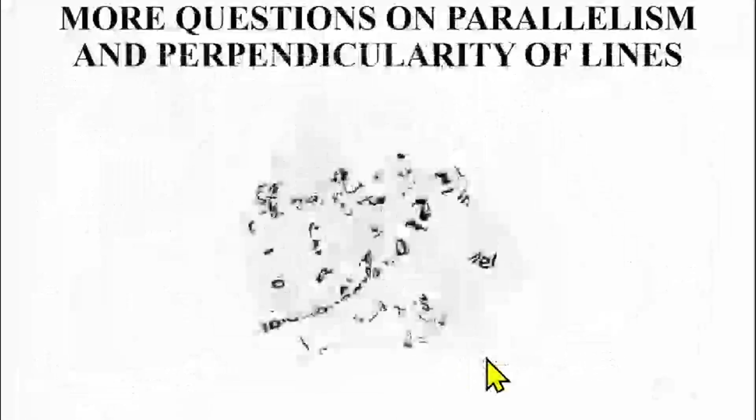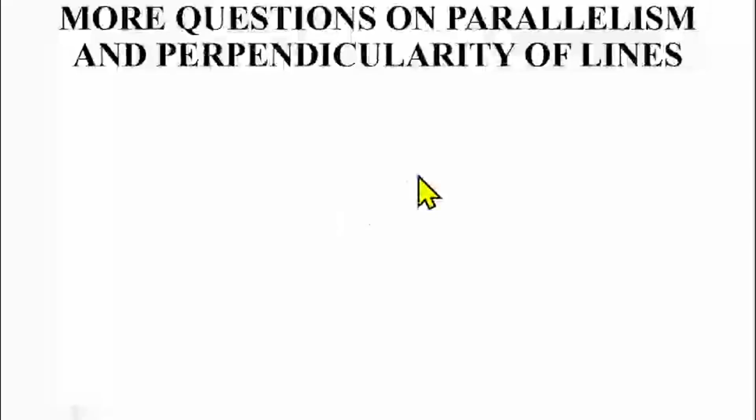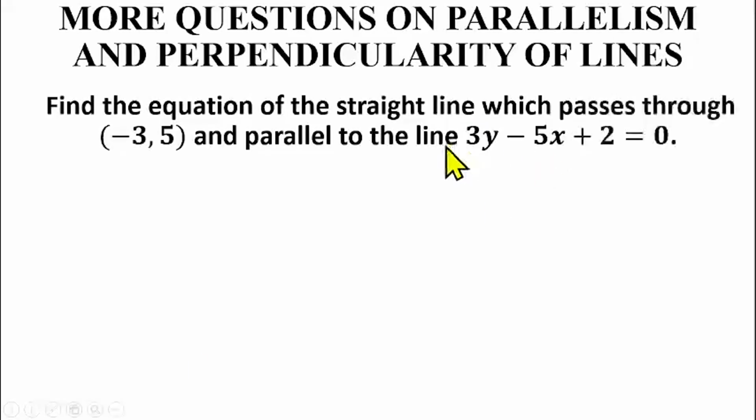So the next thing we want to do is that there are more questions that you could be asked on parallelism and perpendicularity of straight lines. Apart from what you have done so far, the first thing they can ask us is to find the equation of a straight line which passes through the point (-3, 5) and is parallel to the line 3y minus 5x plus 2 equals 0.